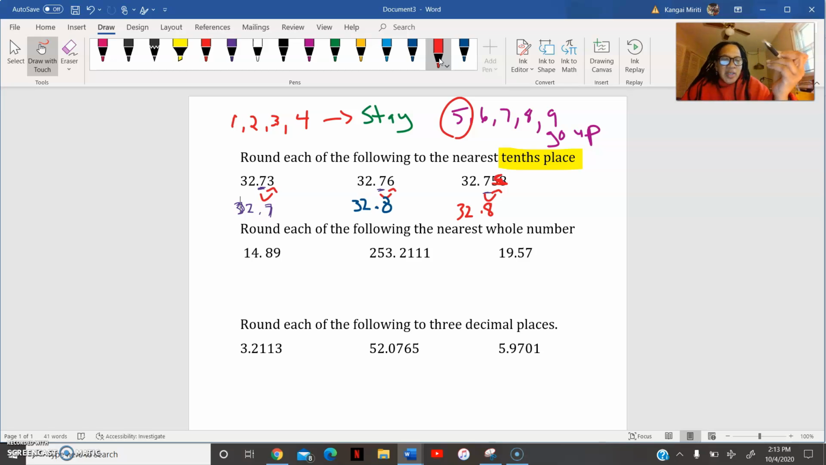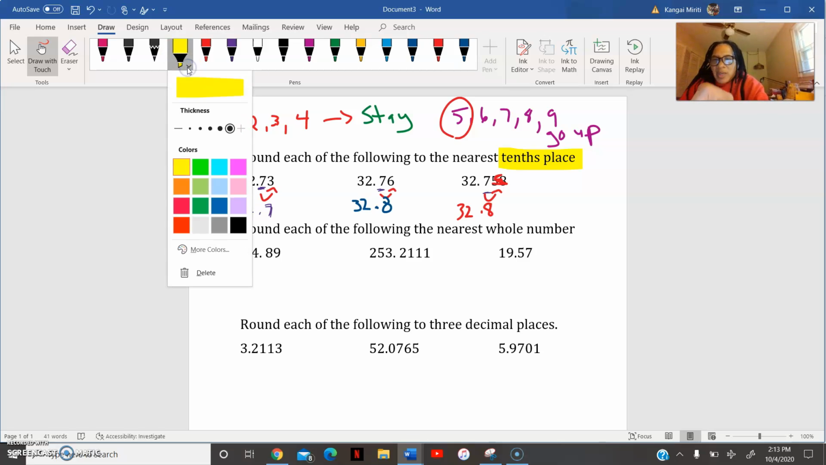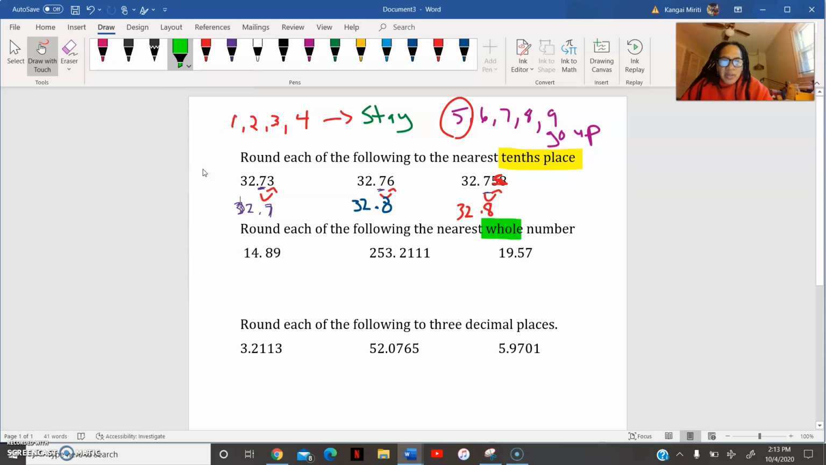Okay, so we're going to use the same procedure. We're just going to round to some different places to make sure that you're just okay. If you ever see round to the nearest whole number, round to the nearest whole number really means we're rounding to the ones place. So the place right before the decimal point.